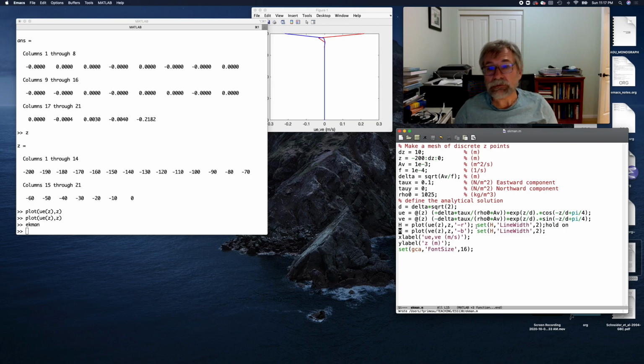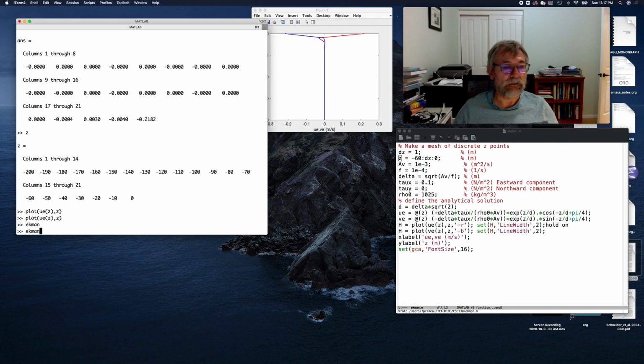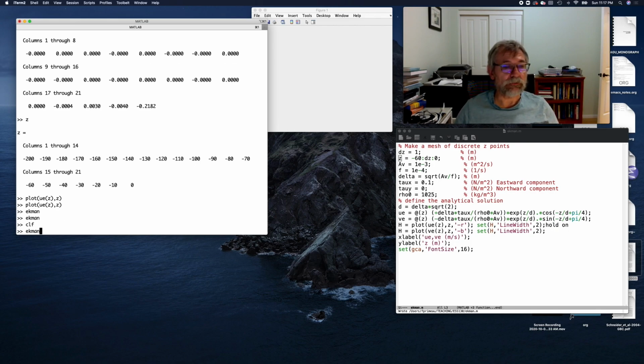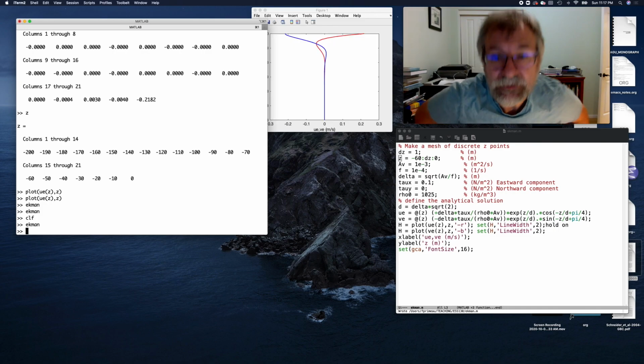Okay, so let's put more grid points. I'll start at DZ is 1, and it looks like my value of AV makes the Ekman layer decay very quickly. So we don't need to go down to 200 meters, we can just go down to 60 meters. Let's try again. Alright, so that's looking nicer.